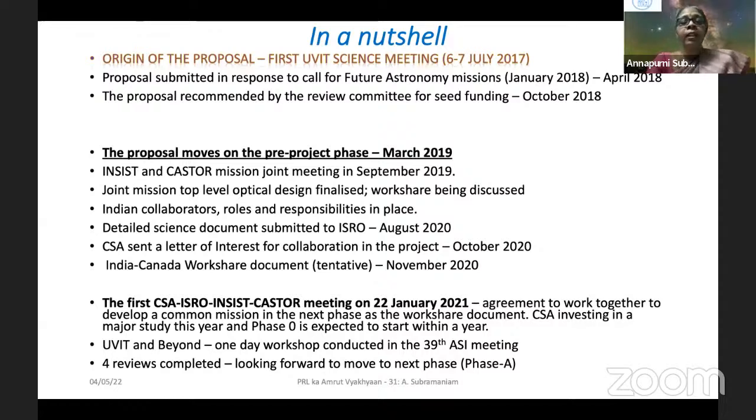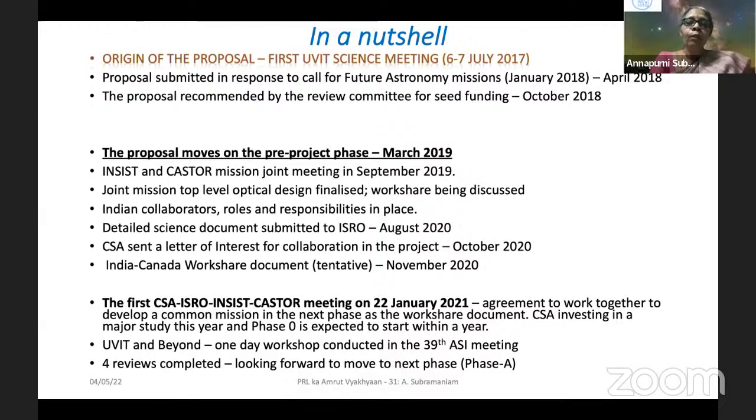To put the INSIST progress in a nutshell, the origin of the proposal is in the first UVIT science meeting held at IIA on 6-7 July 2017. It was evident by then that the wonderful images produced by UVIT would produce good science, and the lessons learned and the teams which worked on the instrument should be used to produce the next generation UV optical telescope. There was a call from ISRO for future astronomy missions, and since we were already working on a proposal, it was submitted in April 2018.